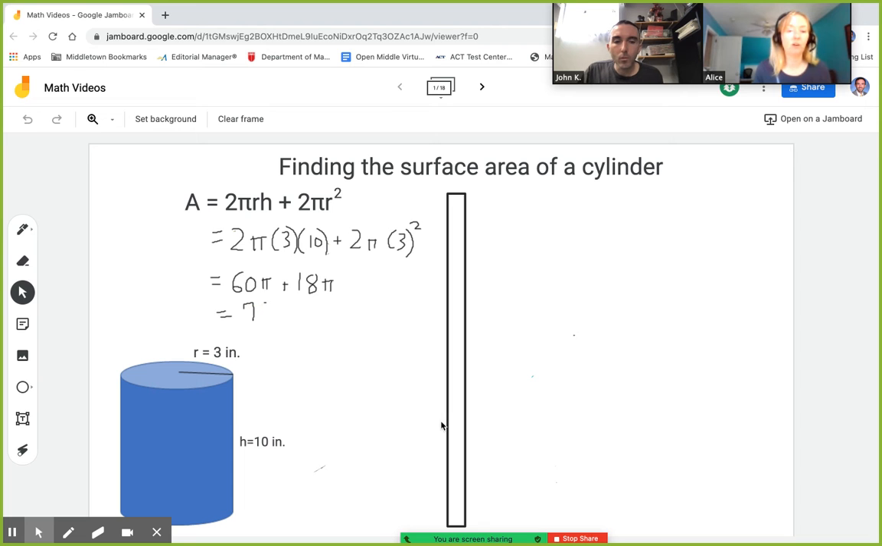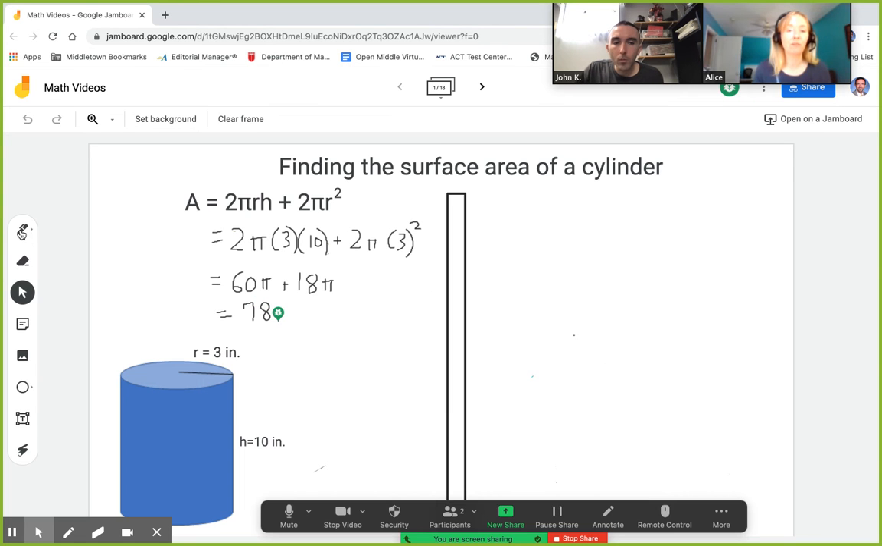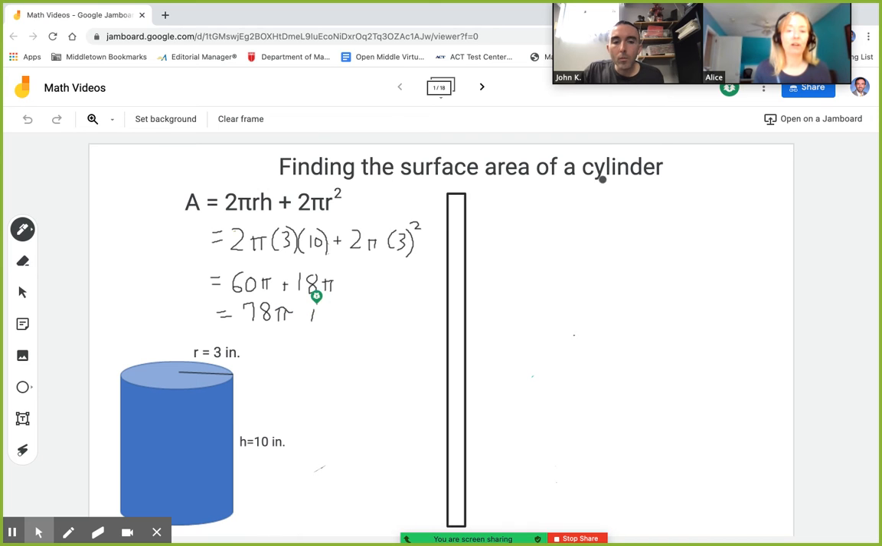And I always want to remember my units of measure. So it's 78 pi, and that's going to be in inches squared. So John, take it away. What's the current thinking about the best way to find the surface area of a cylinder?